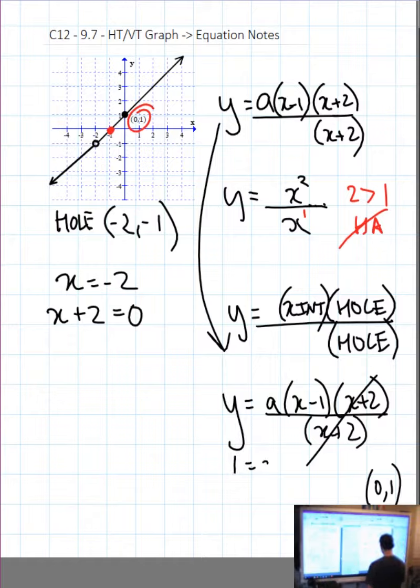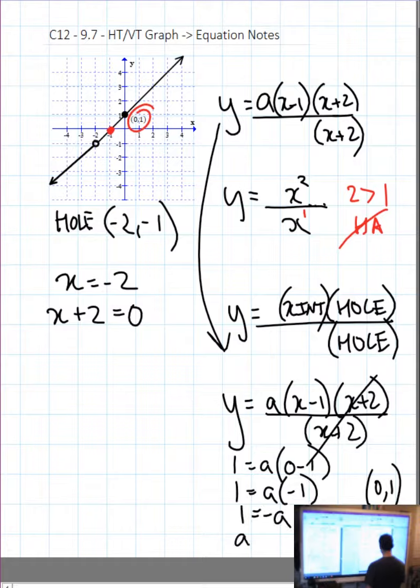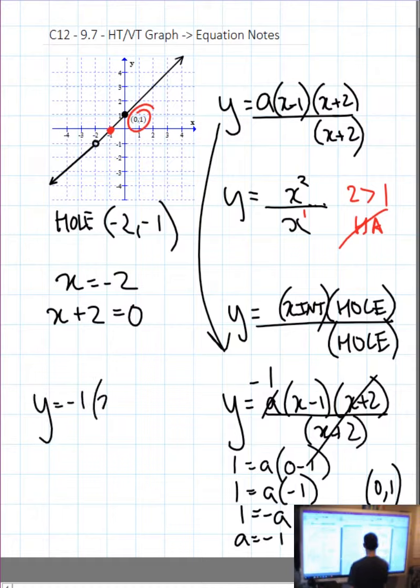So 1 equals a open bracket 0 minus 1. 0 minus 1 is -1. Therefore 1 equals -a. Therefore a equals -1. So I can simply put a -1 in the location of where a is. -1, and I can finally rewrite it one more time. Y equals -1, x minus 1, x plus 2 over x plus 2.